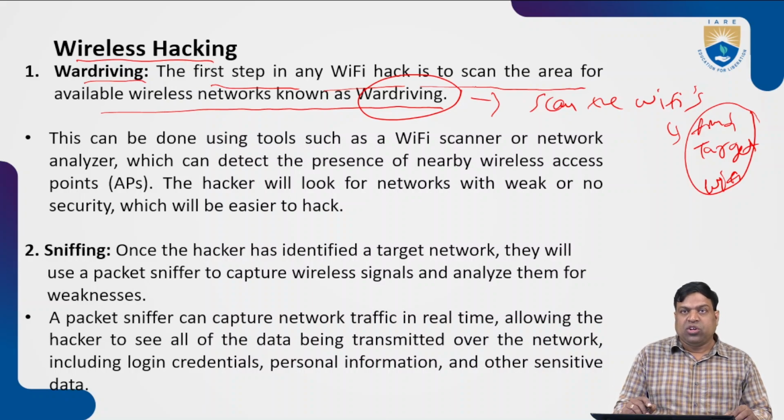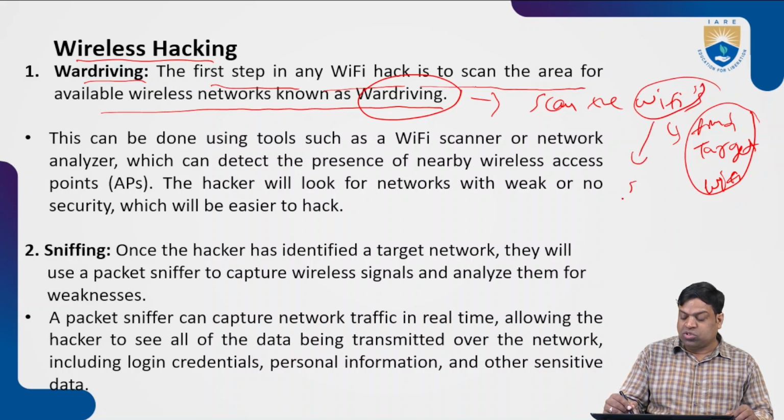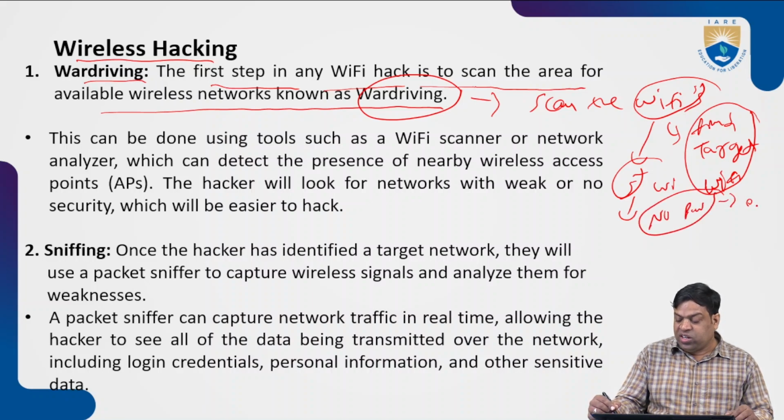This can be done using tools such as a Wi-Fi scanner or network analyzer, which can detect the presence of nearby wireless access points, APs. The hacker will look for networks with weak or no security, which are easier to hack. So suppose they scan the Wi-Fi networks and some 5 Wi-Fi networks are there. If any has no password, they can easily enter. Or if any has a strong password, then they can use some tools to break the Wi-Fi password and enter.